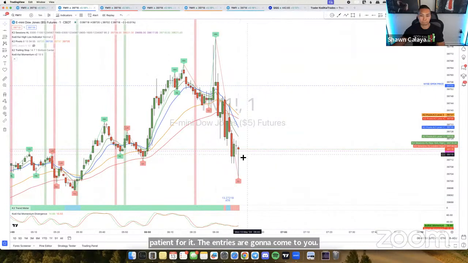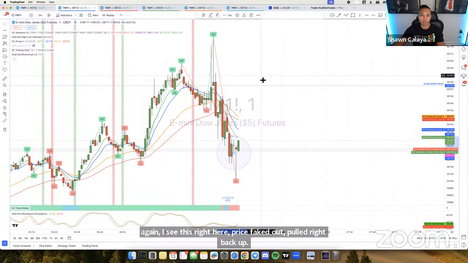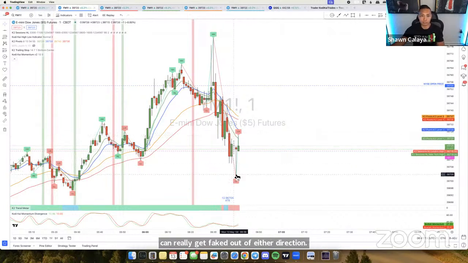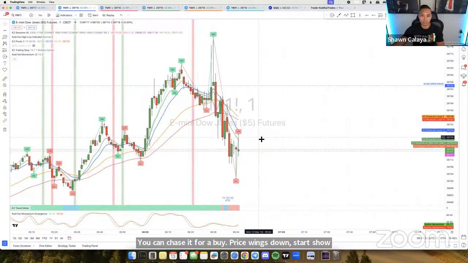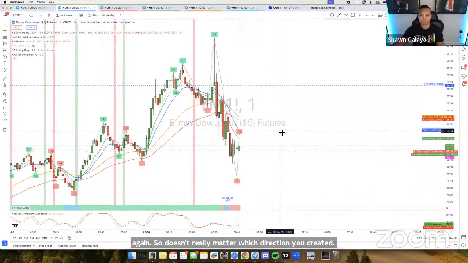But again, see this right here, price faked out, pulled right back up. And now it's attempting to swing back to the upside. So you can really get faked out in either direction. You can chase it for a sell, think that you're getting lucky, price swings back up, stops you out. You can chase it for a buy, price swings down, stops you out again. So it doesn't really matter which direction you trade in. This is just not a good area to trade.